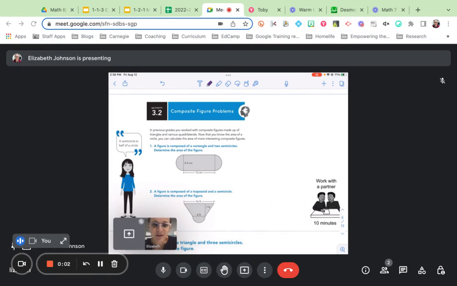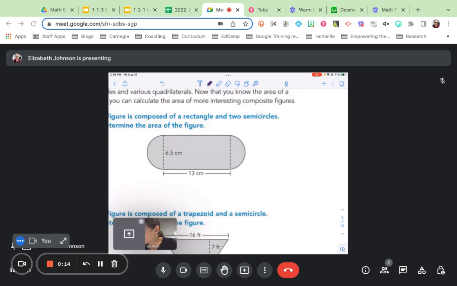You've worked with composite figures before. Now, in 7th grade, we're going to work with composite figures that use circles. What is a composite figure? It's just a shape that's made up of other shapes. Here we have some examples.